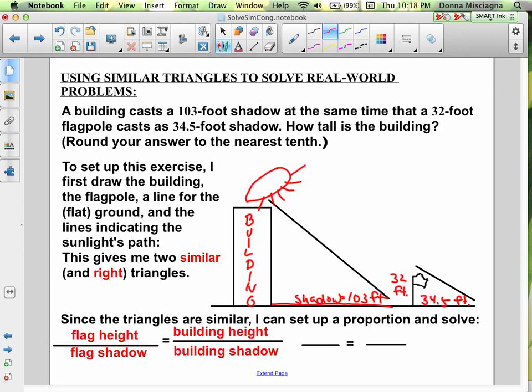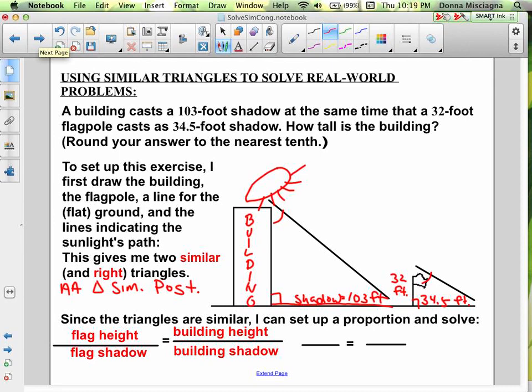So that's going to give us two right triangles here, because things like buildings and flagpoles are perpendicular to the ground. And the angle the sun hits the flag and the building is exactly the same. So we have two similar triangles here. And actually, let's write down how they're similar. We've got two congruent angles. We've got the angle-angle triangle similarity postulate. That's how we know that our two triangles here are similar to one another.